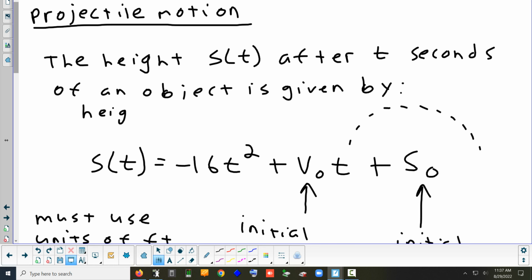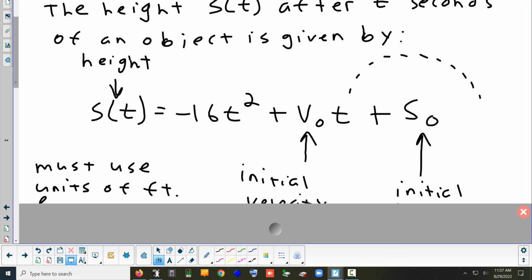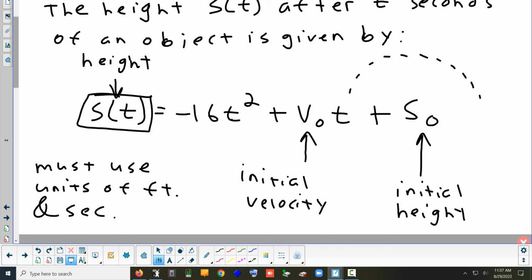Is that S? Yes. There's a couple things that control how high the object is going to go. One is, well, how long has it been since you've thrown it? Because if you give it enough time, it'll reach its highest point, and then it'll come back down. How fast did you throw it initially? And what was the initial height you threw it at?